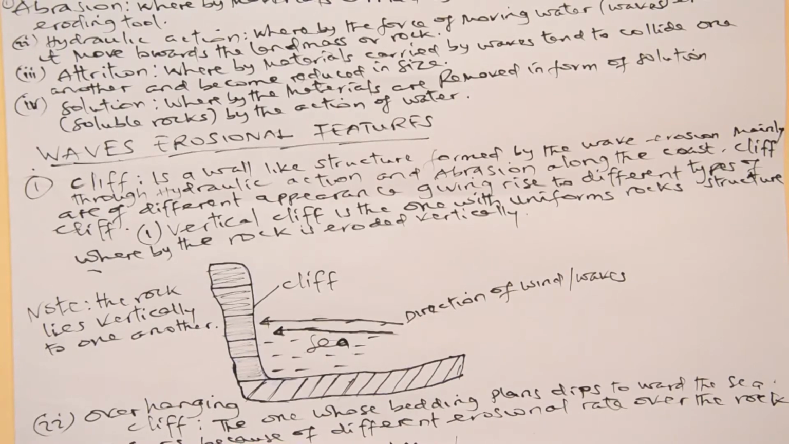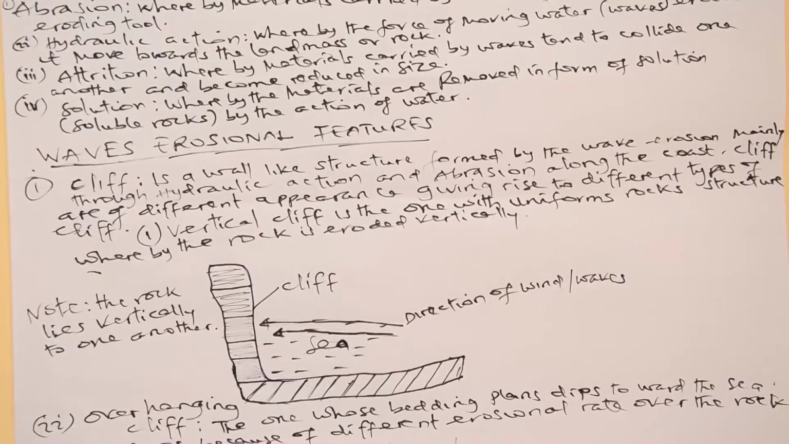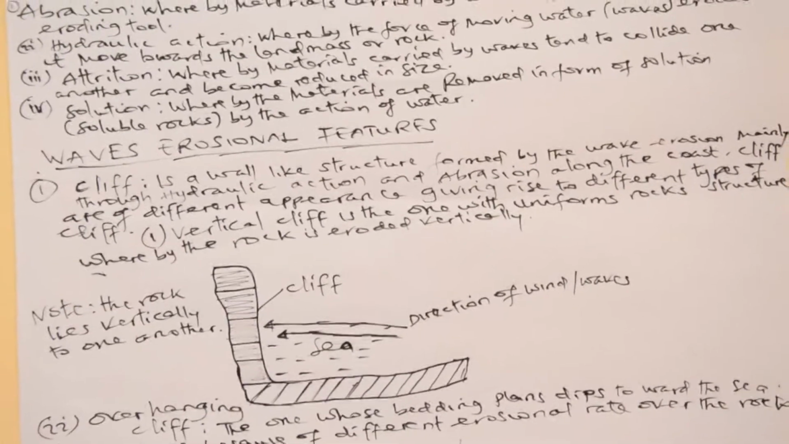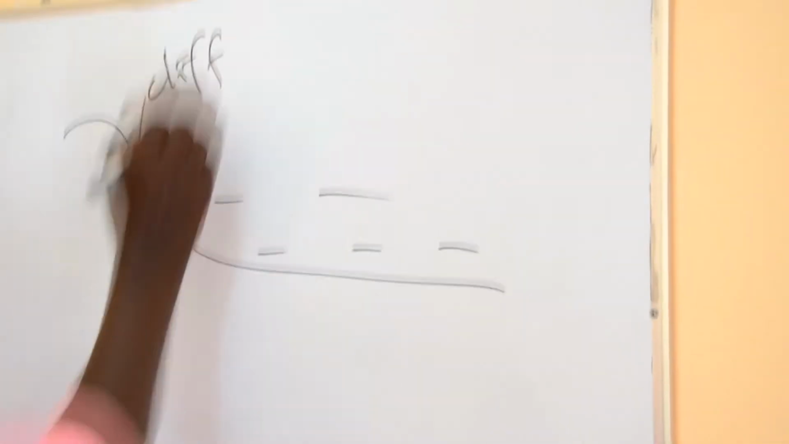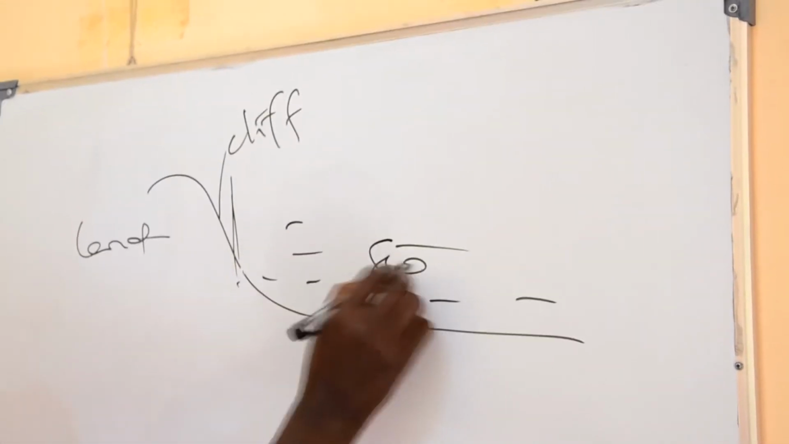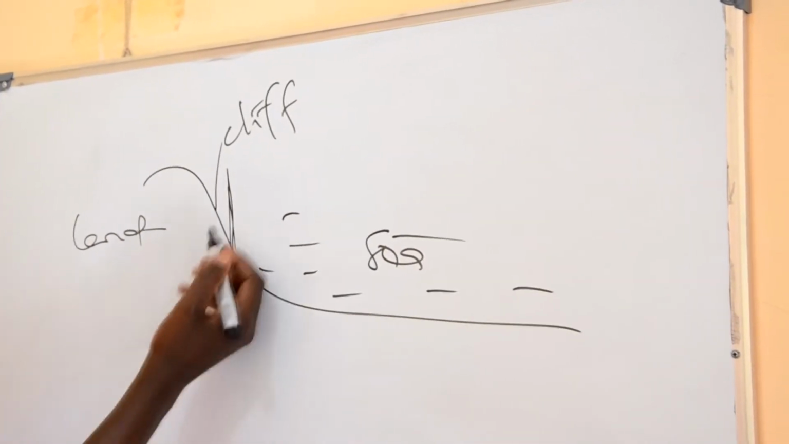You have to listen carefully, or you have to be keen so as to understand. First is cliff. Dear students, this word is not new to you because I have described it. Cliff is a wall-like structure that separates the ocean and the landmass, formed by wave erosion, mainly through hydraulic action and abrasion along the coast.